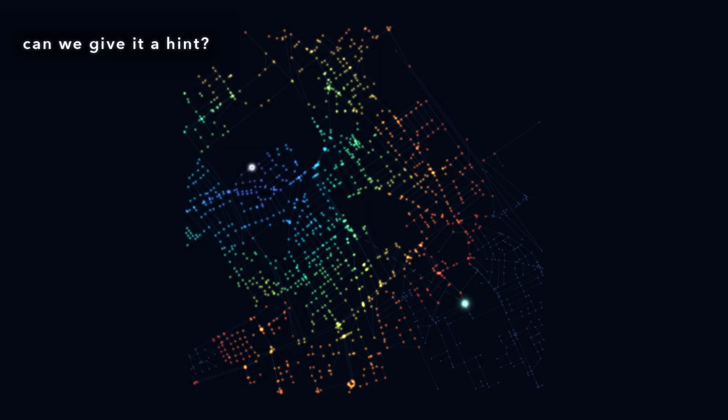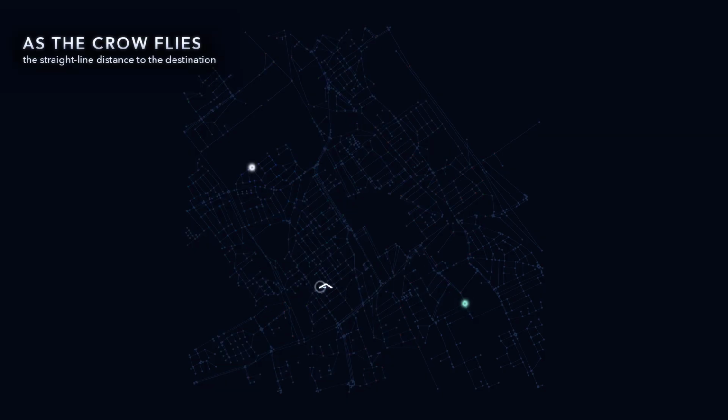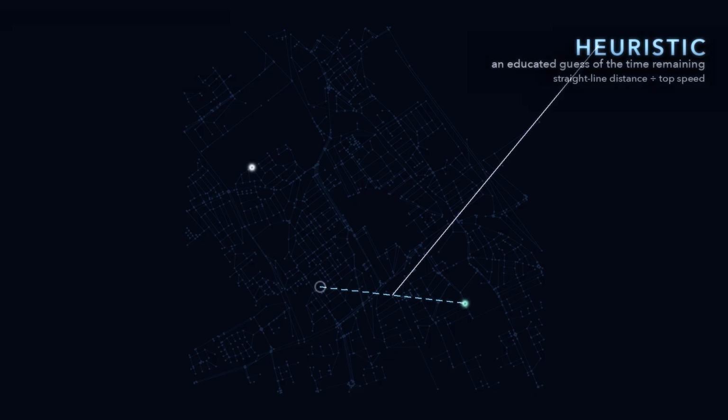So can we give it a hint? Can we tell it roughly which way the destination is? Yes, and here's the elegant part. Even without knowing the roads, we always know one thing: the straight line distance to the destination, as the crow flies. That straight line distance is a guess at how much farther we have to go. And if we assume the fastest speed anything could possibly travel, we can turn that distance into a guess of the time still ahead. We call a guess like this a heuristic, an educated estimate that points the search in the right direction.